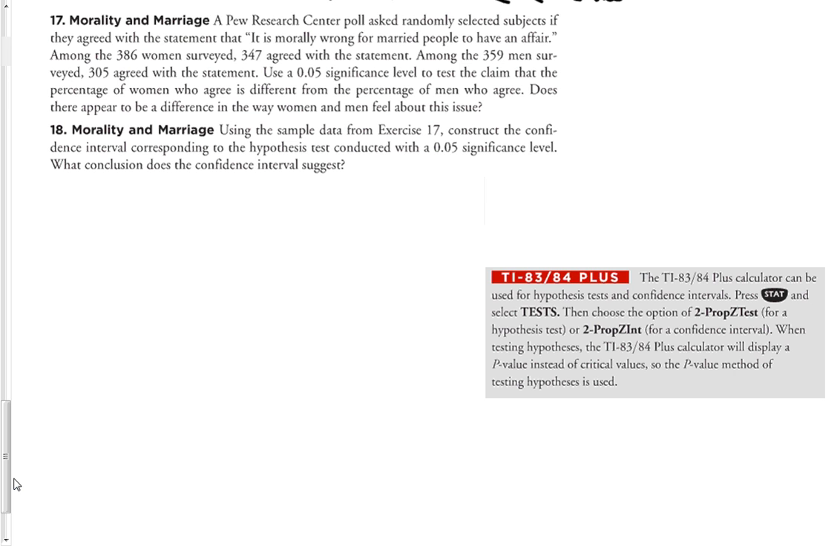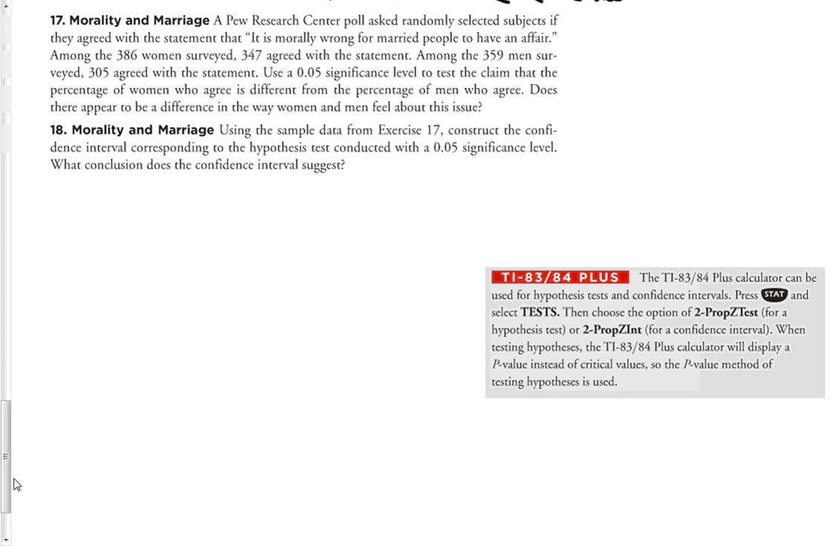Morality and marriage. A Pew Research Center poll asked randomly selected subjects if they agreed with the statement that it is morally wrong for married people to have an affair. Among the 386 women surveyed, 347 agreed with the statement. Amongst the 359 men surveyed, 305 agreed with the statement. Use a 0.05 significance level to test the claim that the percentage of women who agree is different from the percentage of men who agree. Does there appear to be a difference in the way women and men feel about this issue?